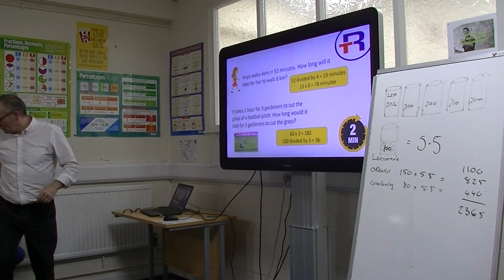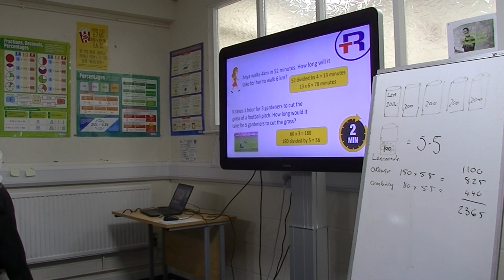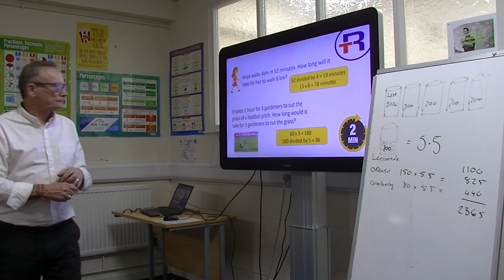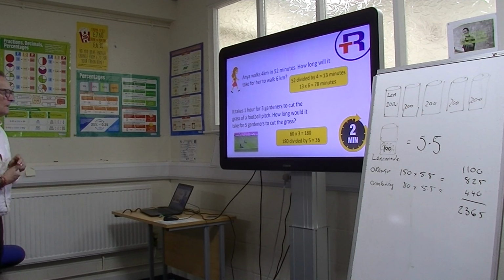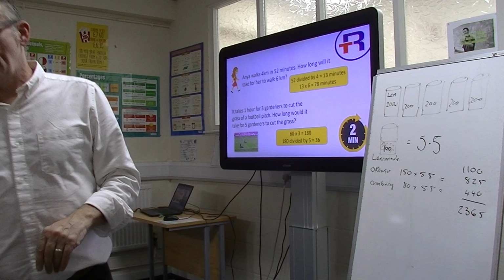We've not touched on scale. I don't know if we've got time for scale. I don't really want to rush through scale, so we'll have a look at it next week.